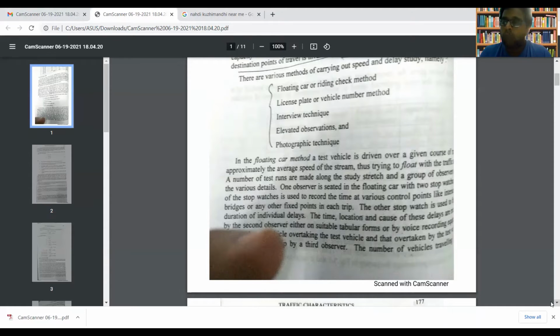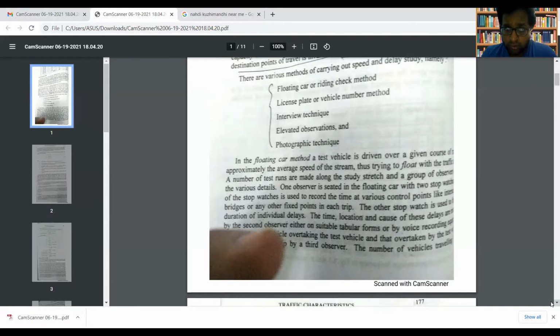These stopwatches are used to record the time at various control points, meaning when the vehicle is reaching any bridge or any other intersection, etc. As I told you, one person is sitting with two stopwatches in his hand. The first stopwatch is used at different control points, whereas the second stopwatch is for the duration of individual delays. What is the time, what is the location, what is the cause of these delays? All these things are noted down by the second observer.